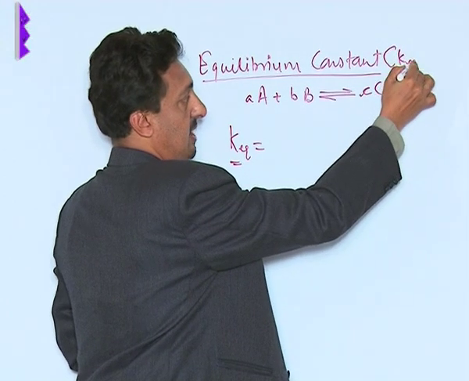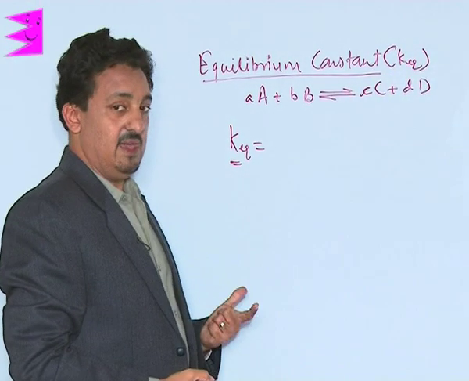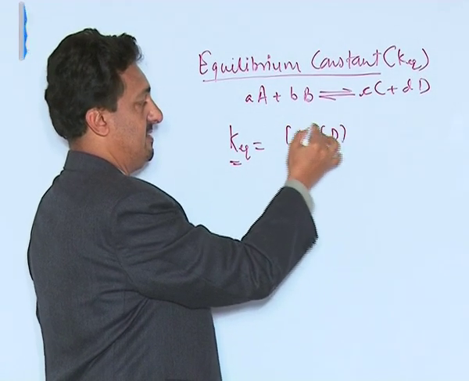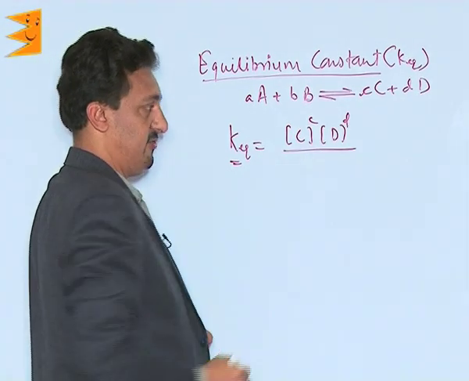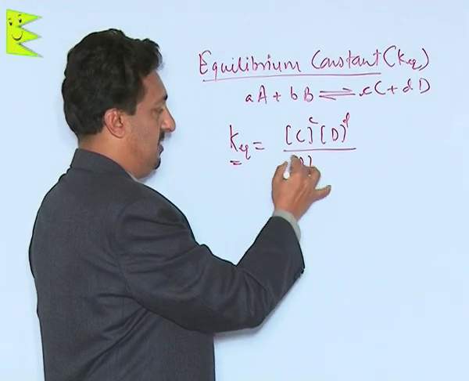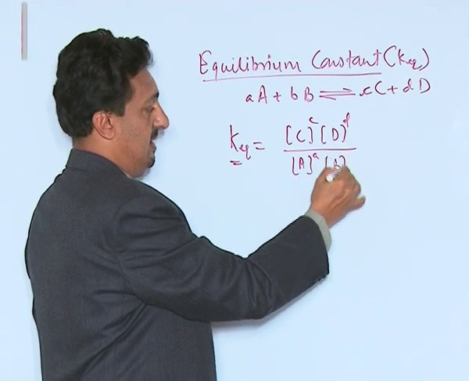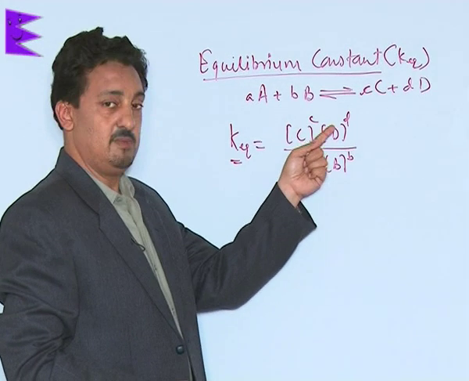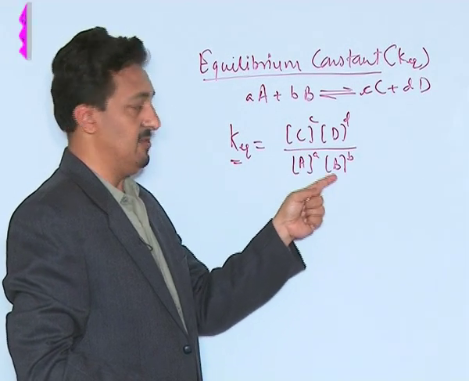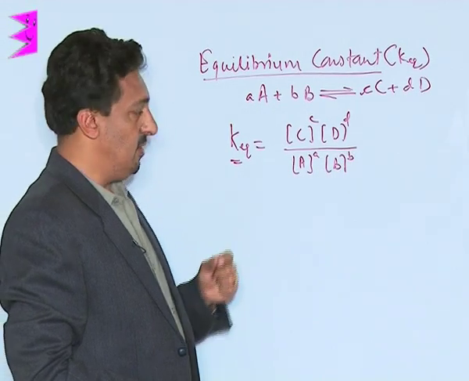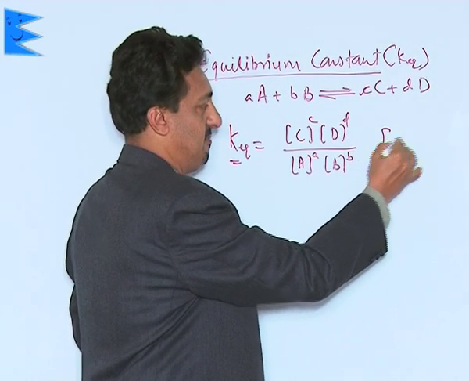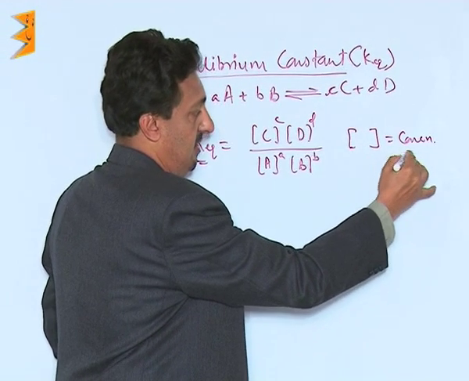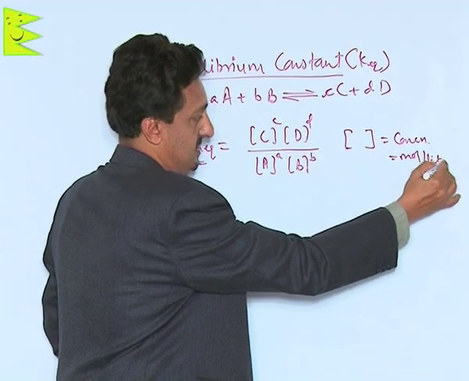the symbol is K equilibrium, can be expressed as the product of molar concentrations of the products raised to the power of their stoichiometric coefficients upon the product of molar concentrations of the reactants raised to the power of their stoichiometric coefficients. So K equilibrium will be equal to [C]^c into [D]^d upon [A]^a and [B]^b. I think you all will know that whenever anything is expressed in square brackets, it indicates the concentration, which is always expressed in moles per liter.